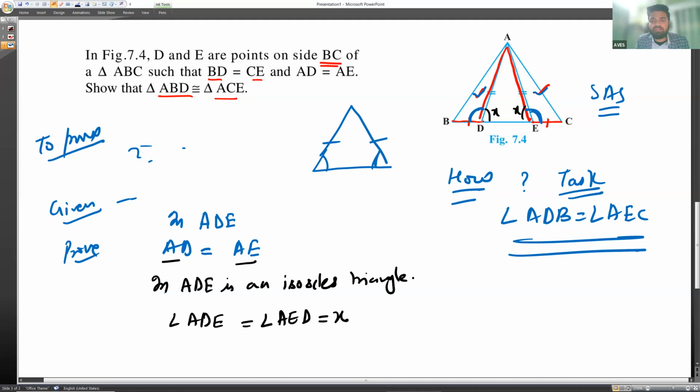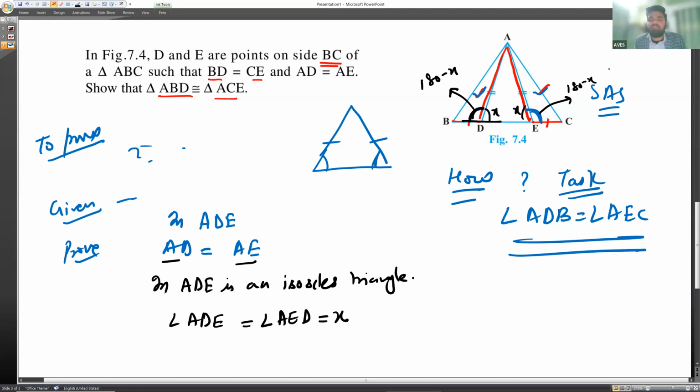Now you know that these two angles are 180 minus x. So what will be the value of this angle? It will be 180 minus x. And this will also be 180 minus x. If x is 30, then it will be 150, both will be 150. If x is 60, then it will be 180 minus 60, that will be 120 degrees. So whatever the value of x is, we don't want to find out the value of x.